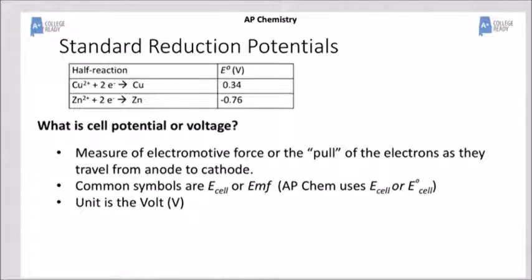Now when we talk about cell potential and voltage, here's really the definition of what that means. Cell potential or voltage is the measure of electromotive force. It's really the pull of electrons as they travel from the anode to the cathode. It's that attraction that's pulling them. Common symbols are E cell, EMF you might have seen in other contexts. We're going to be looking at E cell or E naught cell, and we'll talk about that naught symbol in just a minute. But the unit is a volt, and it is that capital V.